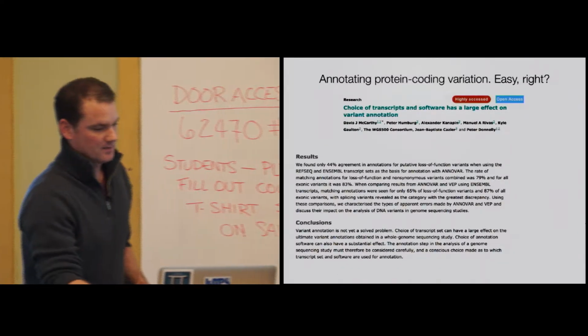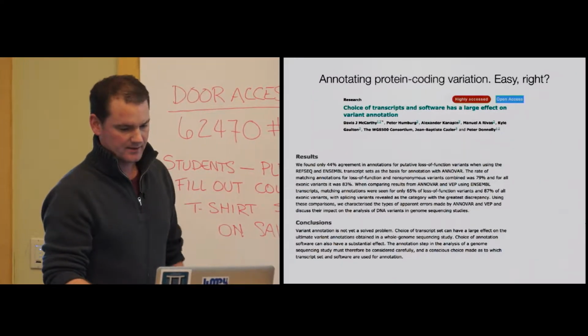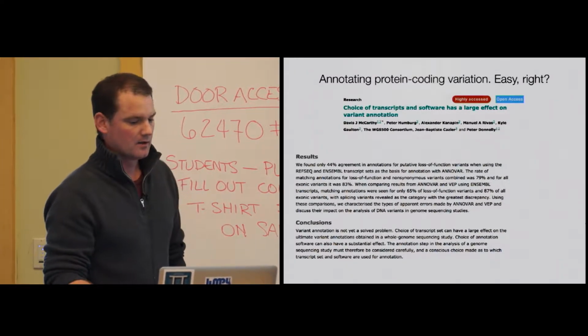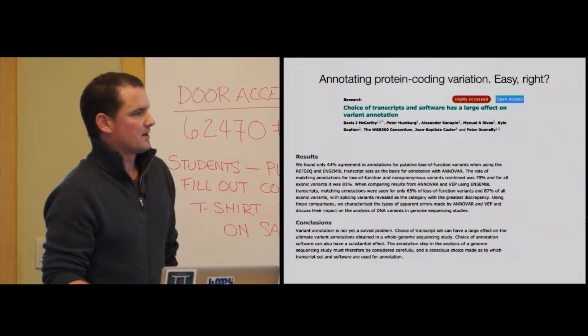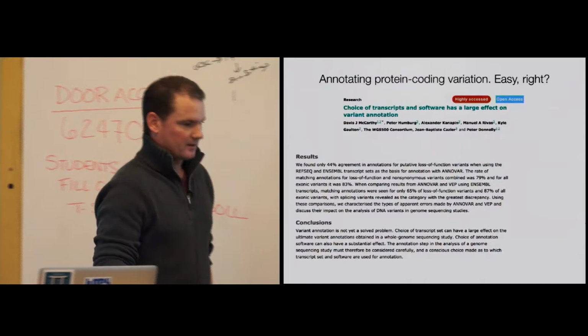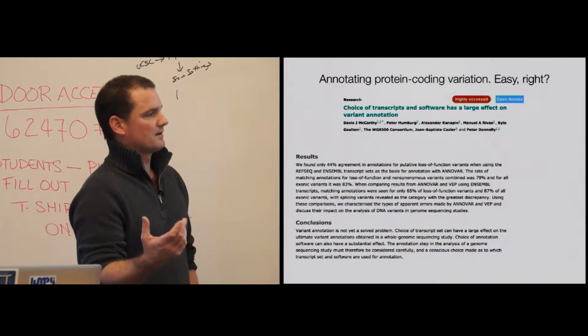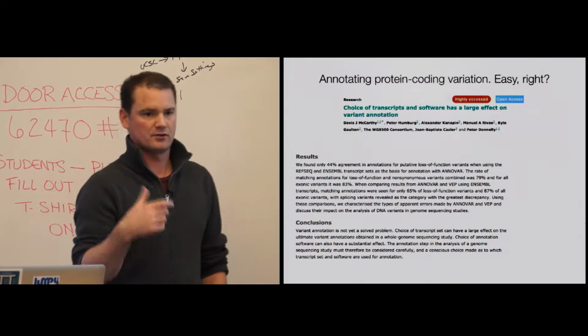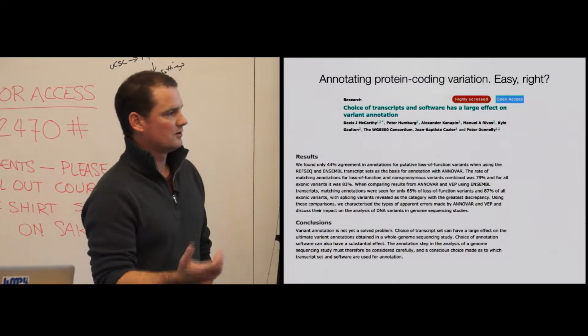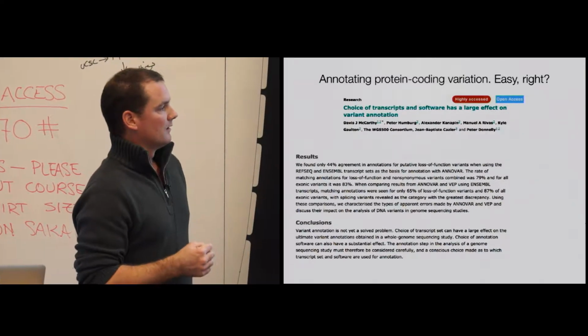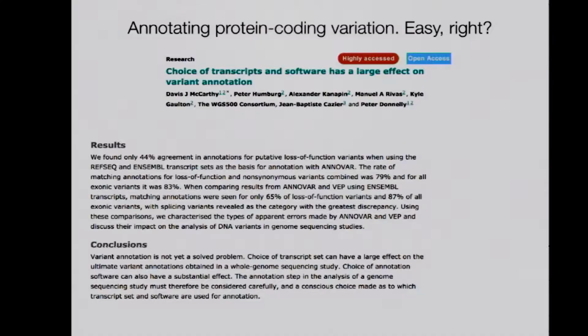Okay, so this paper from Davis McCarthy, I think from probably two years ago now, basically summarizes something that, if you were working in this area of trying to annotate the functional consequence of genetic variants in human genome studies or in any genome, we all knew was a problem. But this paper does a really nice job of actually quantifying the problem. How often do different tools disagree in their predictions? How often do the predictions disagree based on different transcript sets?